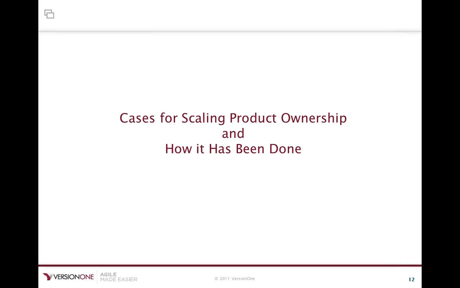And what I want to just talk about today is not a bunch of theoretical stuff, but just simply look at cases for scaling product ownership that come up frequently.